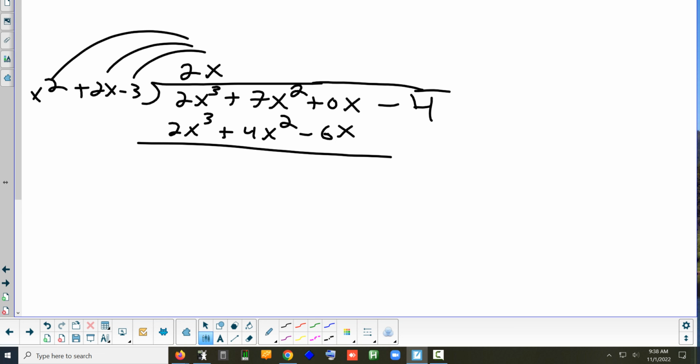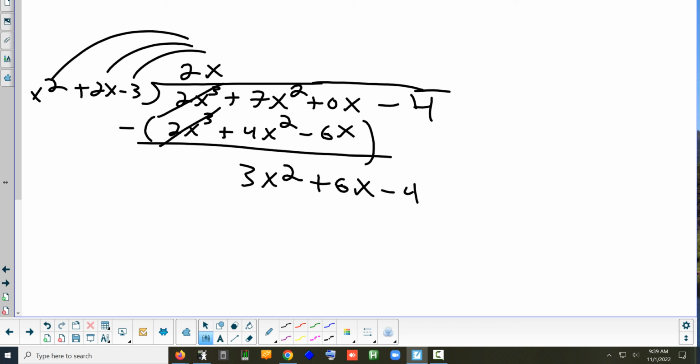And does anyone remember what we do with these columns? With synthetic division, we add. But with this, we're going to subtract. 2x cubed minus 2x cubed is gone. What's 7x squared minus 4x squared? 3x squared. 0x minus 6x. Yeah. Plus 6x. Plus 6x. And bring down your 4.